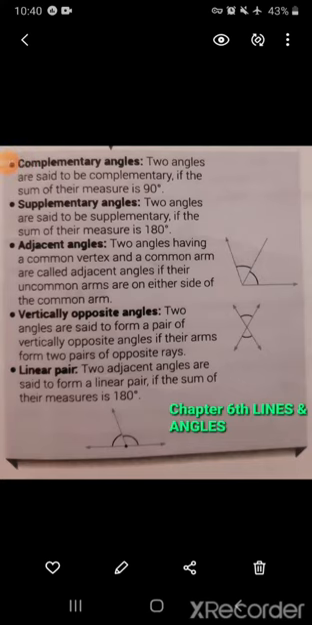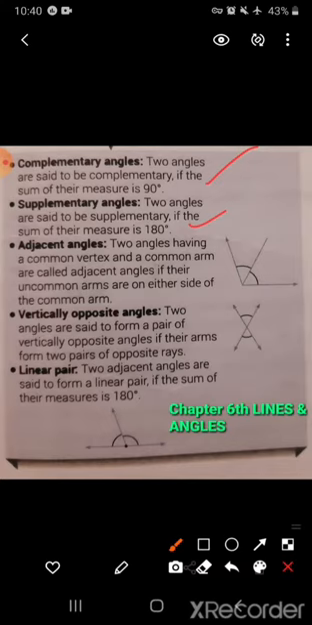Okay, now come to this slide. Look at some more topics. Again, we have to recap these. First one is complementary angles. Okay, what is the word? Complementary angles. Two angles are said to be complementary if the sum of their measurements is equal to 90 degree. If the sum of two angles comes out equal to 90, then we say they are complementary to each other, right? Supplementary. Two angles are said to be supplementary if the sum of their measurements is 180 degree.